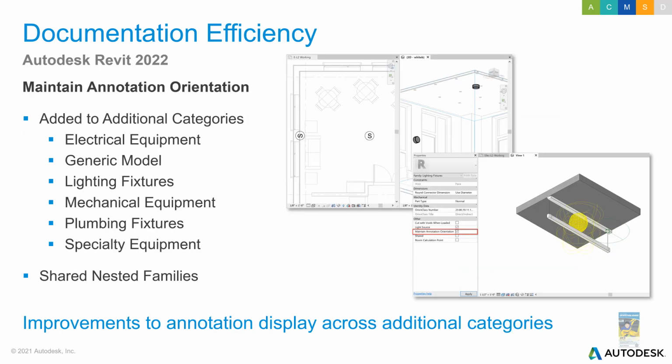Maintaining annotation orientation is now added to additional categories such as electrical equipment, generic models, light fixtures, and so on. So depending on how you're looking at your data and what view you're in, the annotation orientation is a feature within the family editor environment when you're looking at a family.